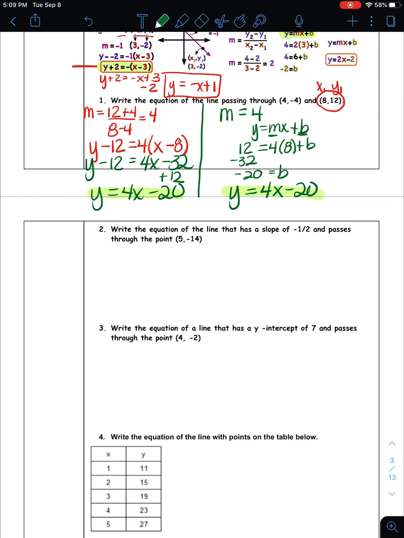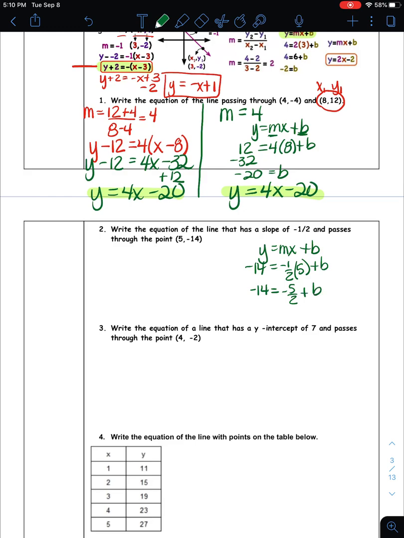Write the equation of the line that has a slope of negative 1/2 and passes through the point 5, negative 14. So again, it doesn't matter which one you use. Let's do y equals mx plus b. So if we do y equals mx plus b, then we have y, negative 14, equals slope times 5, which was x, plus b. So I have negative 14 is equal to negative 5/2 plus b.